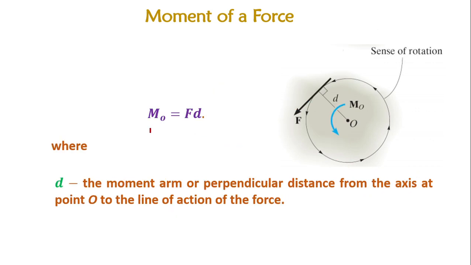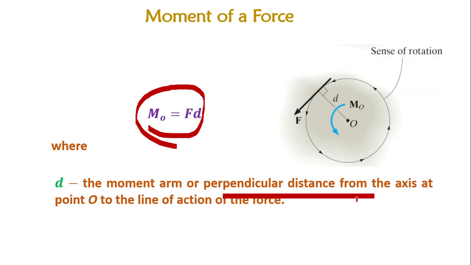Okay, so we are going to use the formula of moment. The moment is equal to force multiplied by the moment arm, where the moment arm is the perpendicular distance from the axis at point O to the line of action of the force. So, yun yung gagamitin natin.